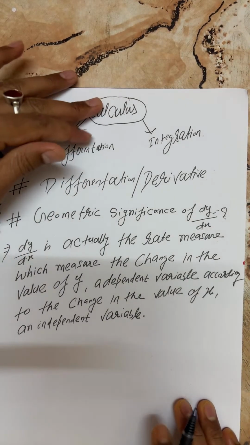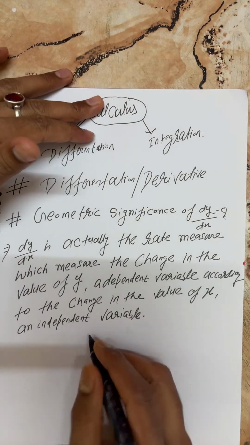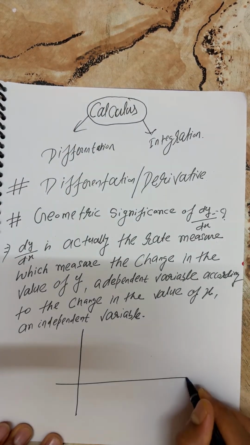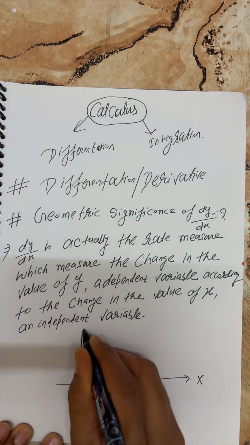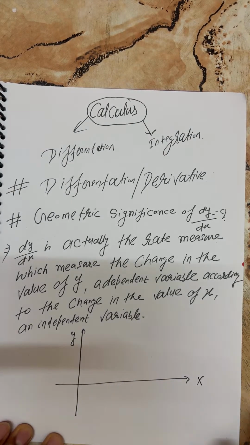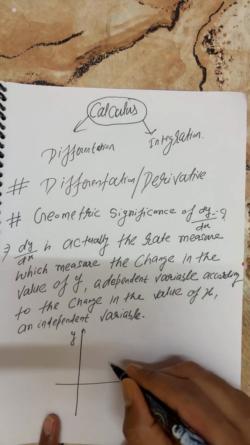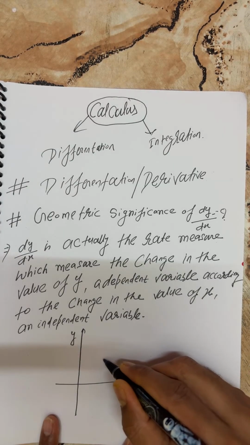I'll make a graph and I'll tell you. Let us suppose, students, we make a graph: this is y and this is x. Any random graph you can take here, any curve you can take.